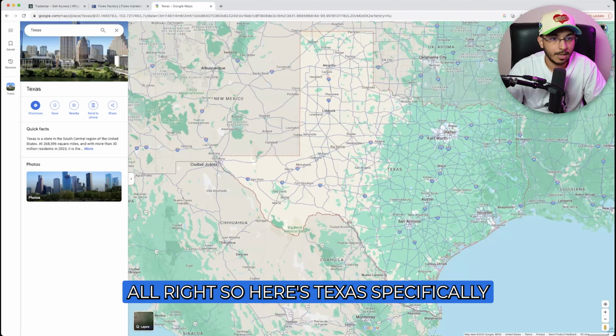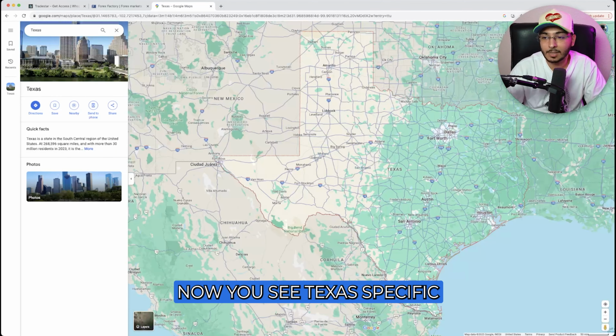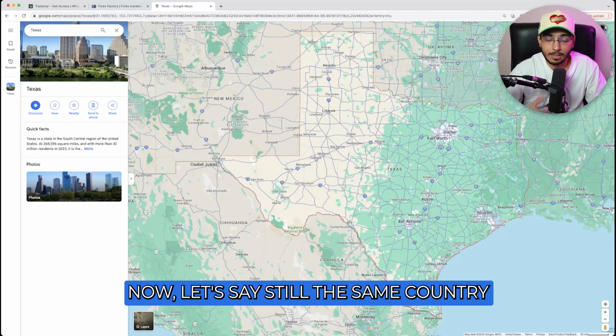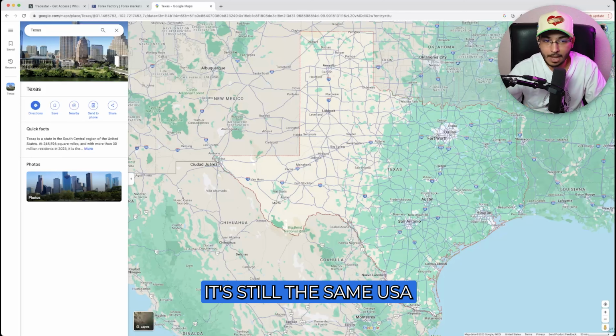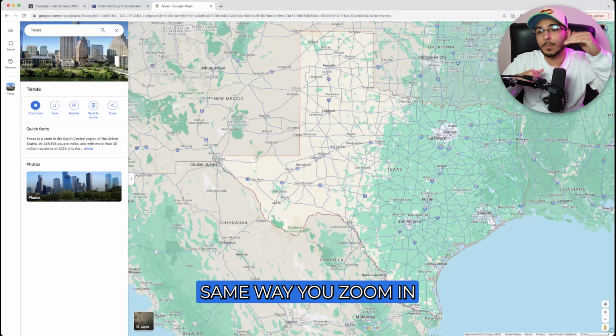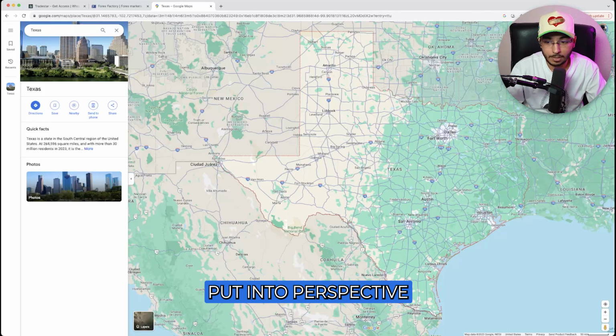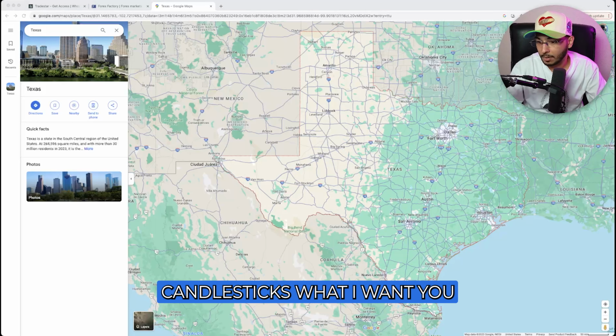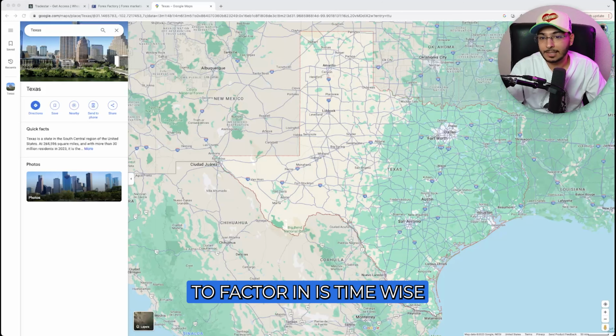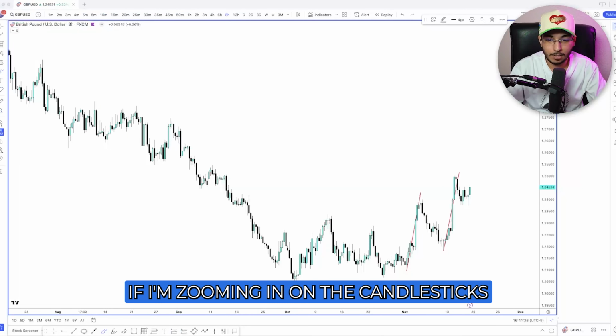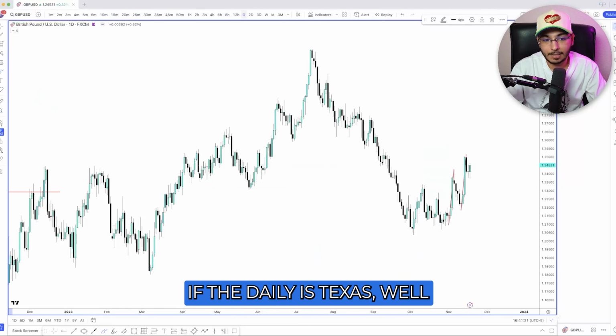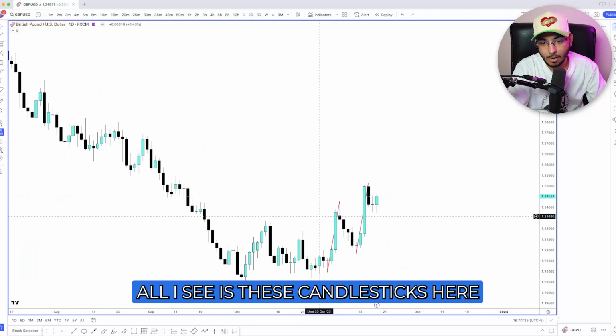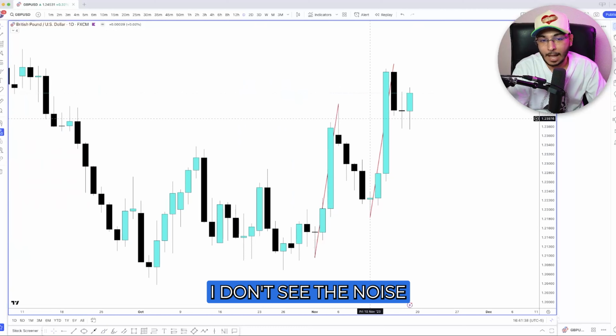All right, so here's Texas specifically. Now you see Texas specific. Think of this as maybe looking at it in a weekly perspective. Now, it's still the same country, it's still the same USA, but now I zoomed in a little bit, the same way you zoom in on your candlesticks. Put it into perspective. When you're zooming in on your candlesticks, what I want you to factor in is time-wise. If the daily is Texas, well, when I'm looking at it, all I see is these candlesticks here. I don't see the noise.